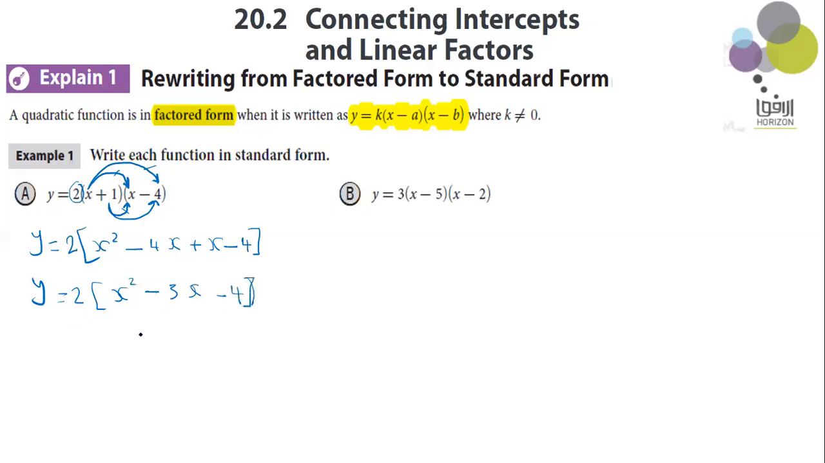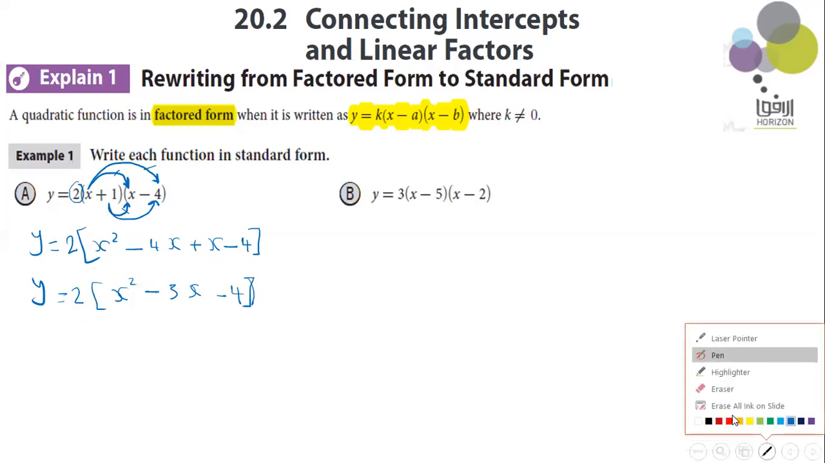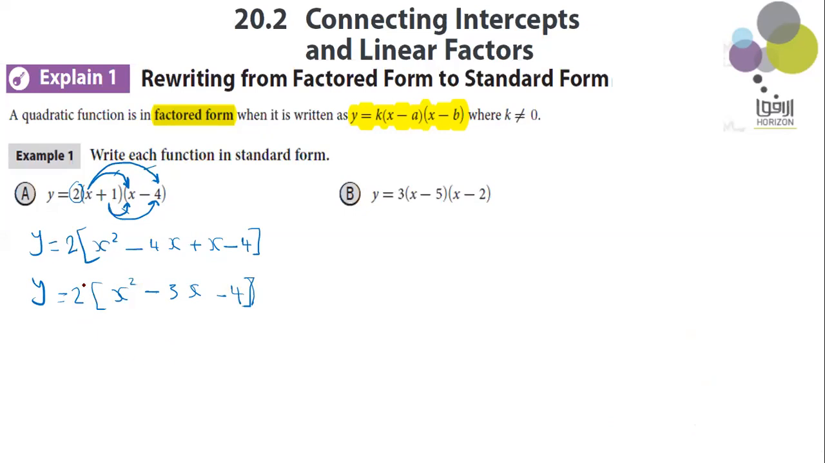Now we have to use the distributive property to simplify. The 2 will be multiplied by the second and the third terms. Y equal 2x squared.